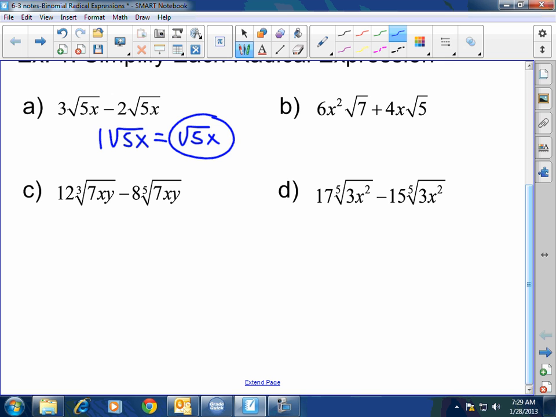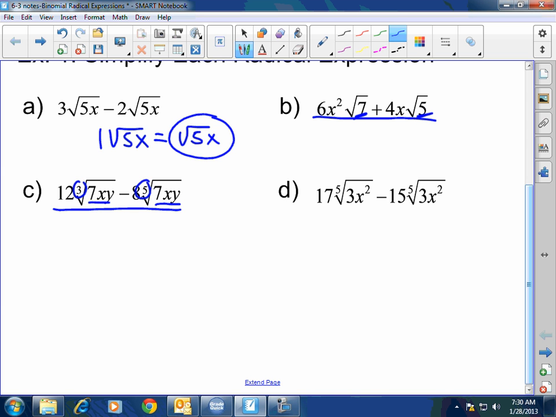6x squared times square root of 7 plus 4x times square root of 5. Those are not like radicands, so it stays the same. You cannot simplify that any further. 12 cube root of 7xy minus 8 to the 5th root of 7xy. You know, the radicands are the same, and that's tempting. But the indexes are not, so this stays the same. You cannot simplify that any further.